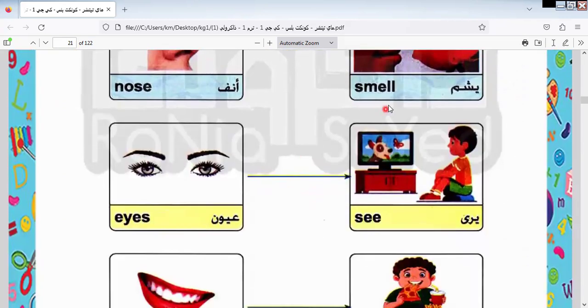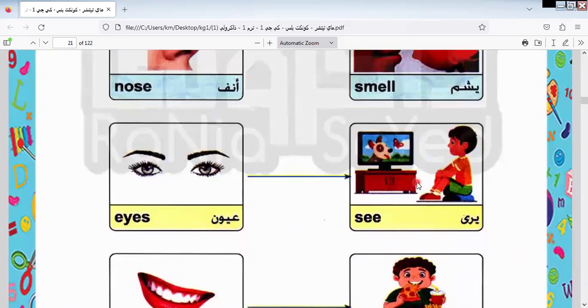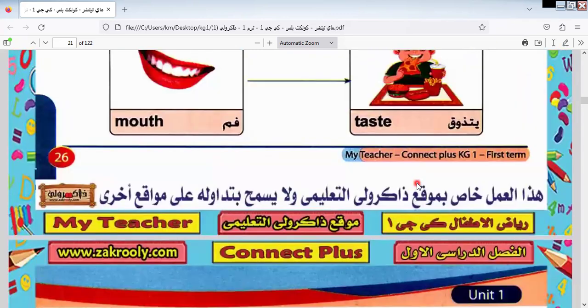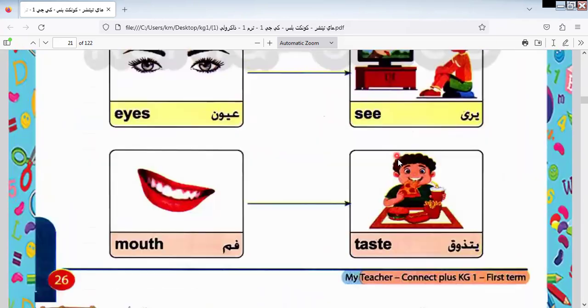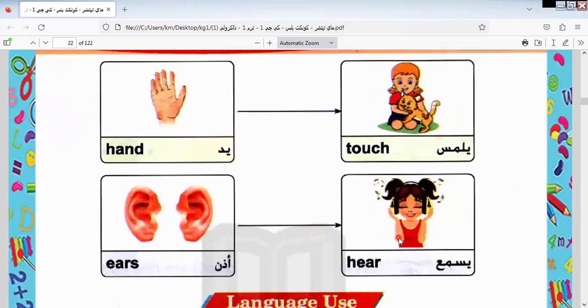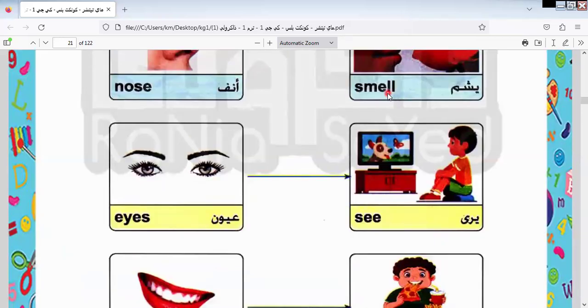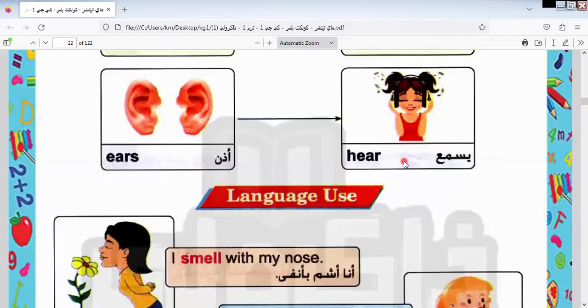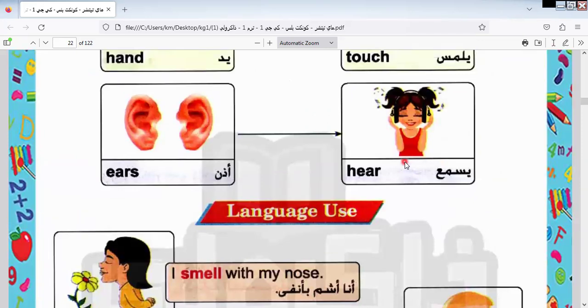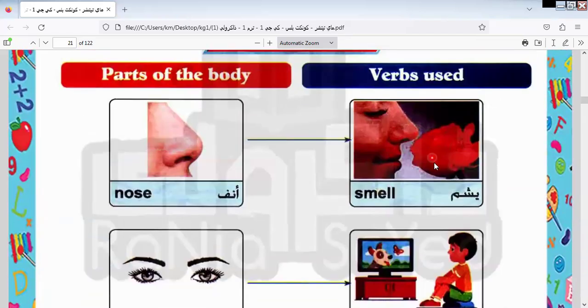We have 5 senses: smell, sight or see, taste, touch, and hear. This is called what? Senses. We use these to know things. When I say I smell, what is the part of our body that we use to smell?